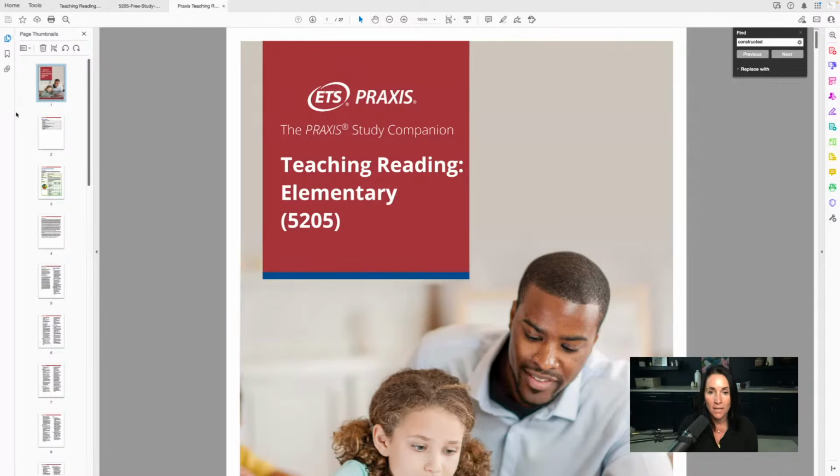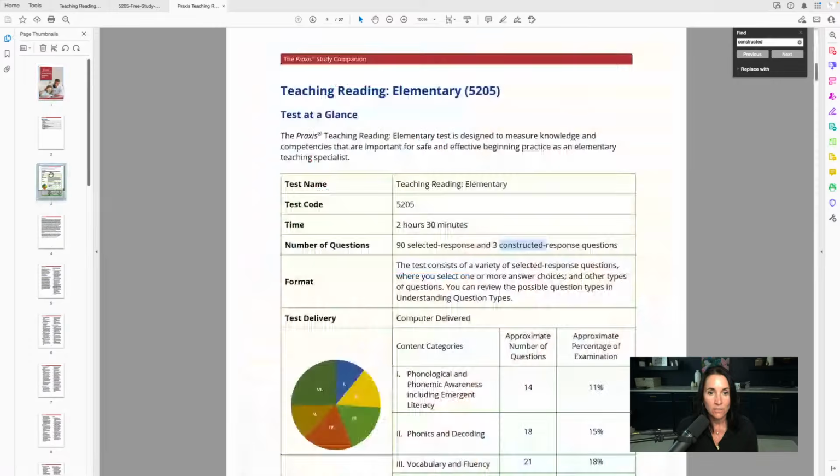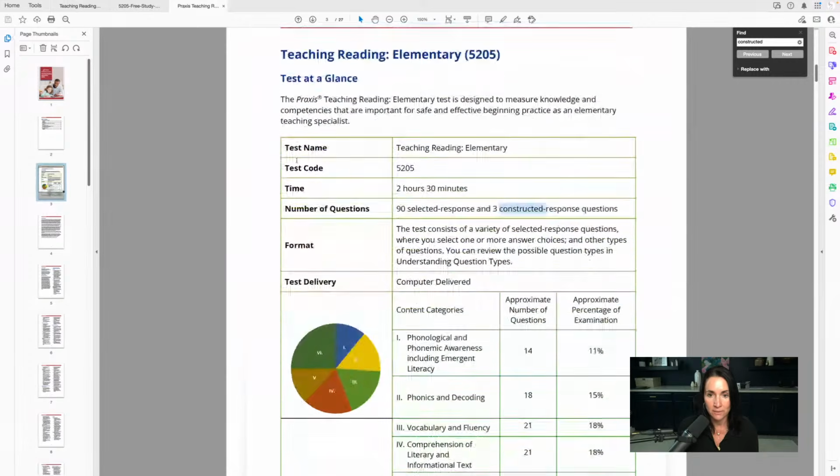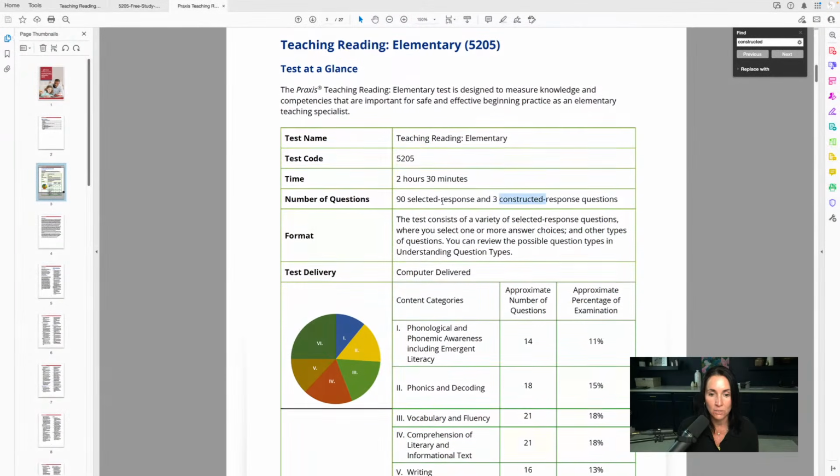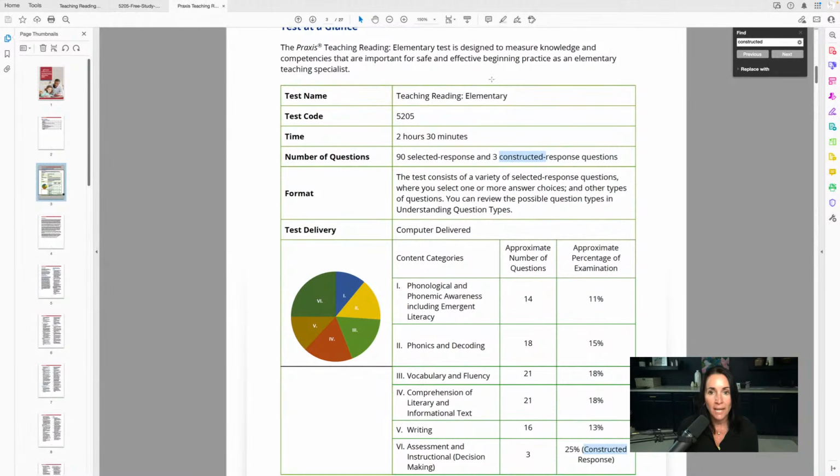This is the document that the testing company puts out, and ETS does a really good job in providing so much information for this exam. So please don't ignore this document. This is where all the information is. Now you can see here, this is what we call a blueprint. And the blueprint has this little pie chart here, and it goes through everything about the exam. It talks about the actual test name. Then it has how much time you have.